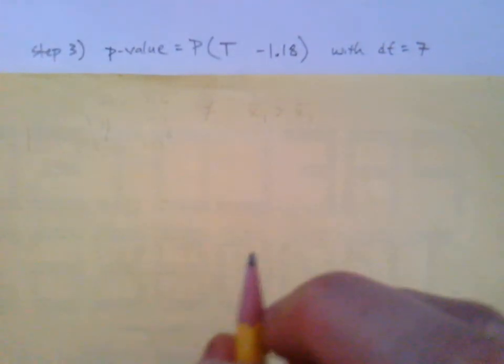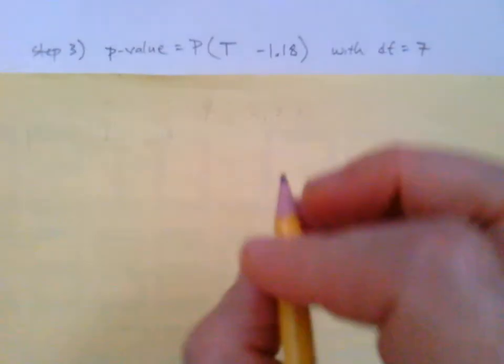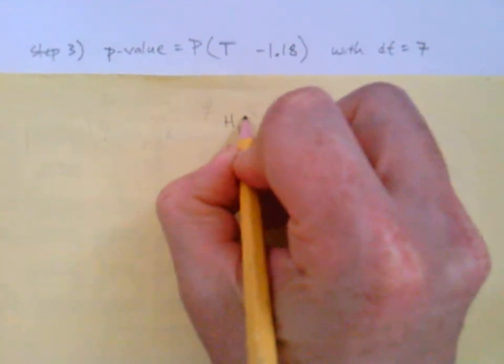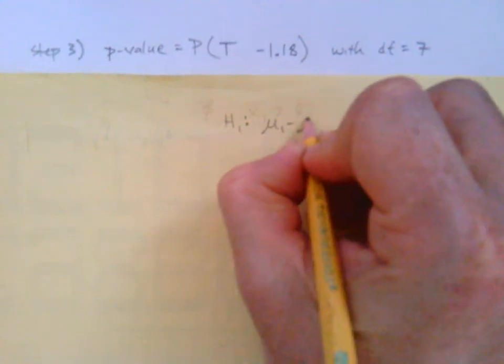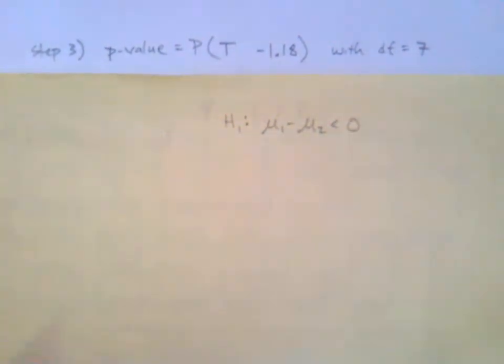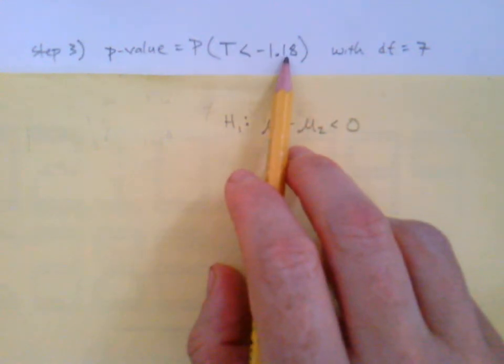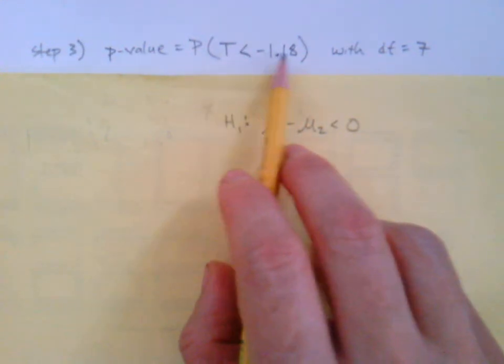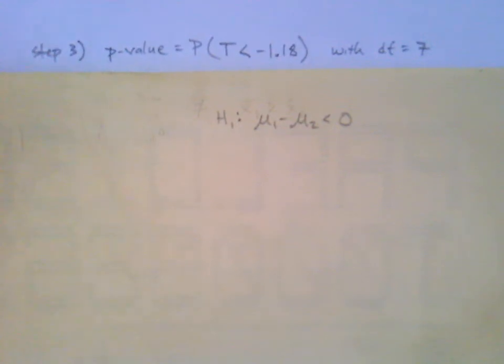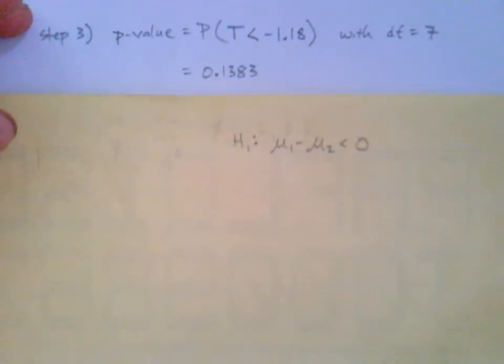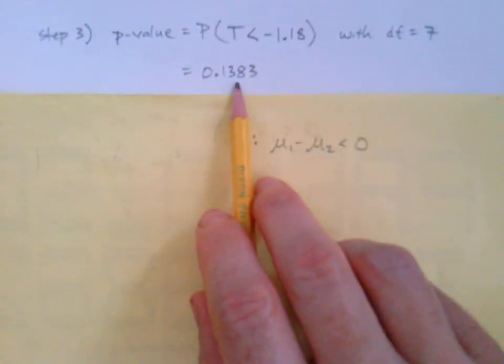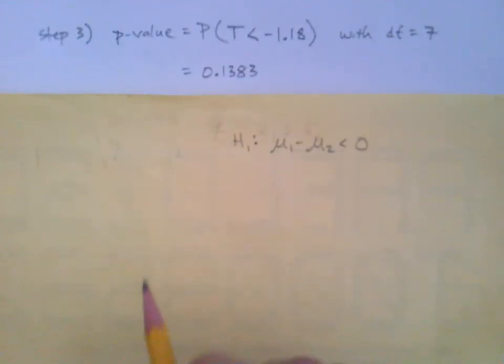Well, if you recall, back in our alternative hypothesis, we had mu1 minus mu2 less than, or it might give it away that we've got a negative test statistic, so we need a less than. You can remember it that way as well. All right, putting that in with 7 degrees of freedom should get you 0.1383. I think I rounded that.